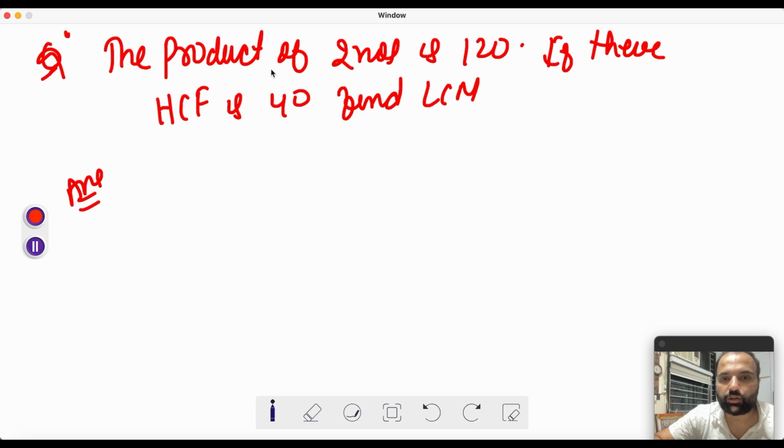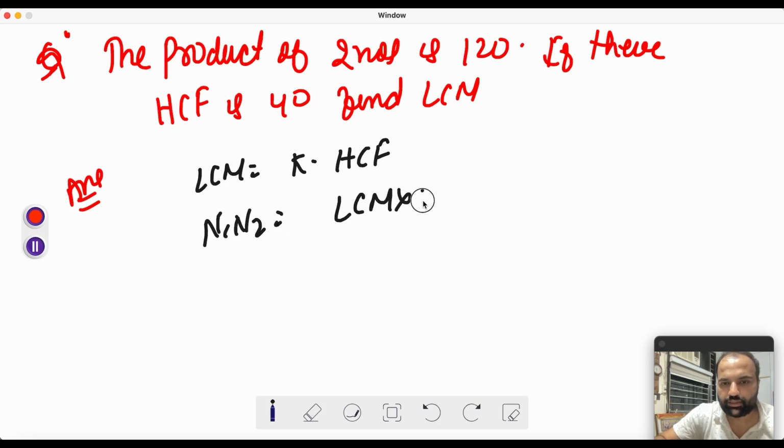Now the question: the product of two numbers is 120. If their HCF is 40, find the LCM. Simply, as we know from our last slide, LCM would always be something of HCF. So what it means is the product of two numbers would be LCM into HCF. This is always true. I believe I didn't do this in the last slide, but this is always true.